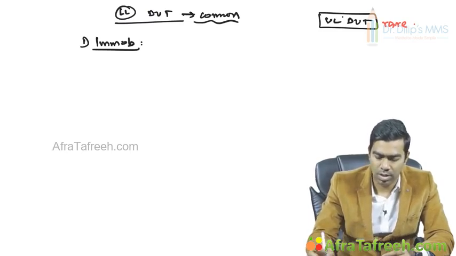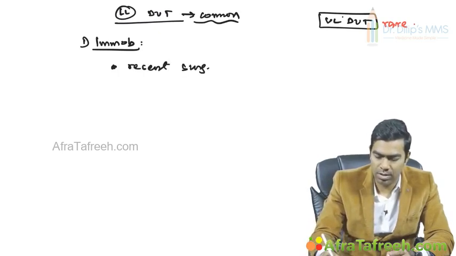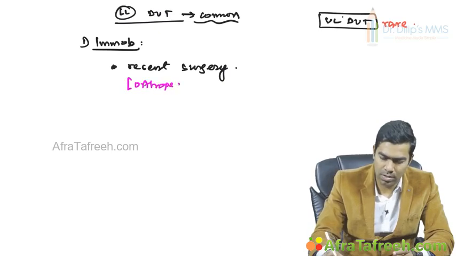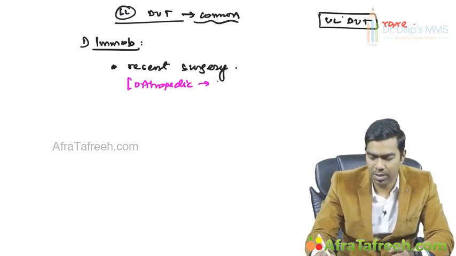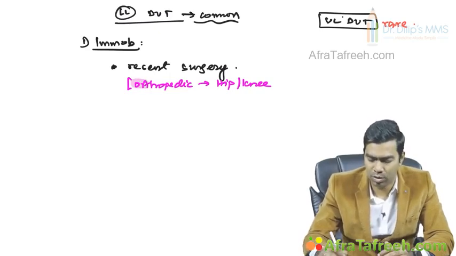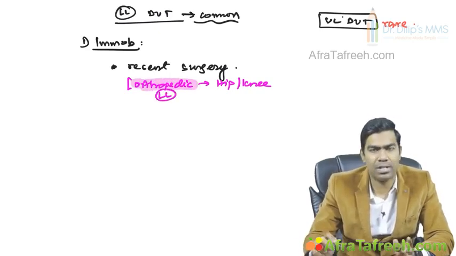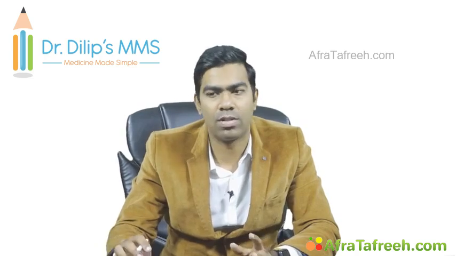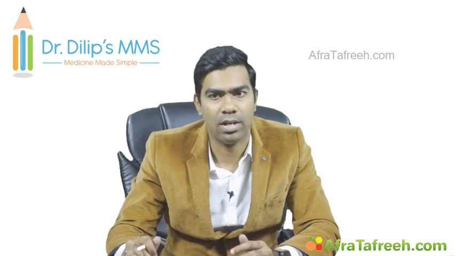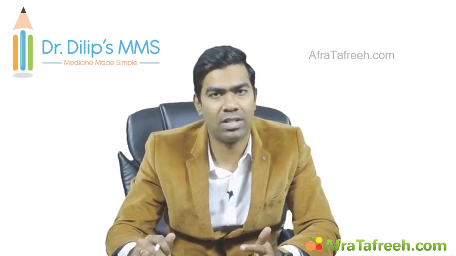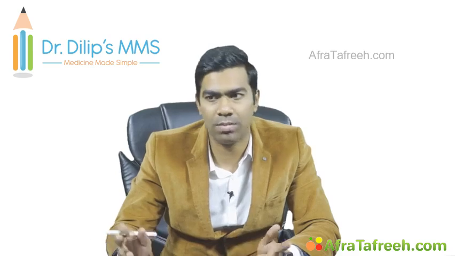The most important reason for this immobilization will be a recent surgery. Among all the surgeries, orthopedic surgery, especially involving the hip and knee, with special regard to TKR and THR, has a high risk for developing a DVT, just because the level of immobilization in these surgeries is very high. Patients would have been immobilized before the surgery itself, and after the surgery there will be significant immobility because it's a lower limb, they cannot walk.